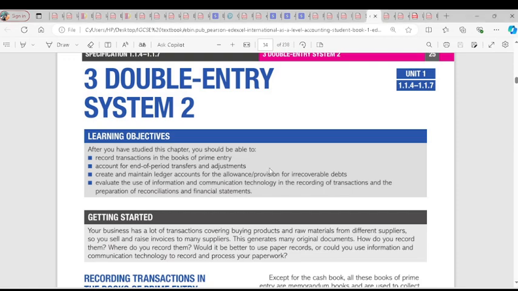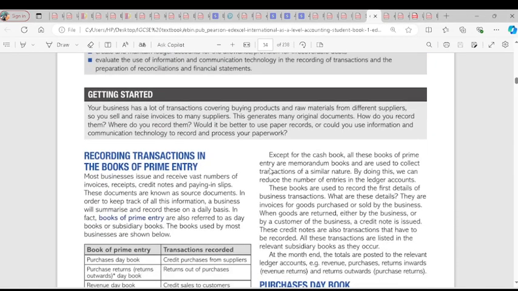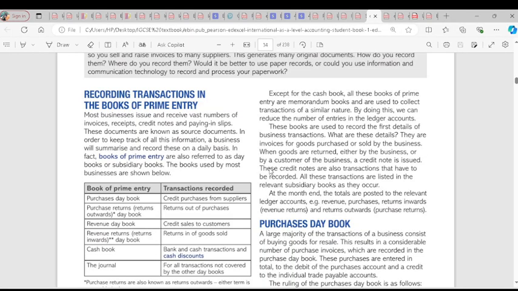Chapter 3, double entry system 2. So we have recording transactions in the book of prime entry. When we talk about book of prime entry, as soon as it's a transaction, a business will transact with other businesses. As soon as this transaction is done, they will exchange documents for goods and money. So all these things have to be documented.